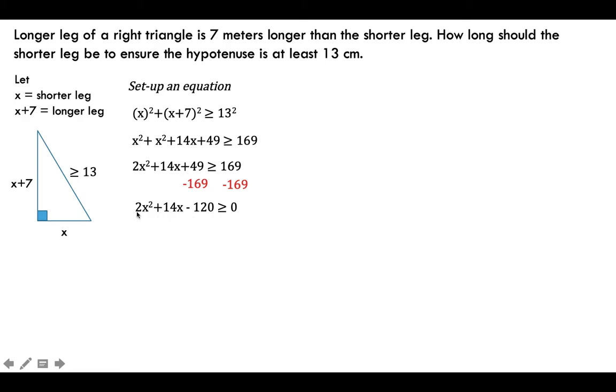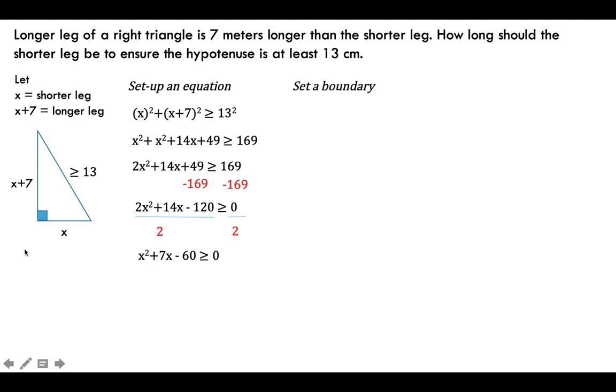We want our a to be 1, so we can cancel this by dividing each side of the inequality by 2. So 2 divided by 2, x squared is left. 14 divided by 2 is 7. 120 divided by 2 is 60. Then 0 divided by 2 is 0. So it is now simplified into a quadratic inequality. We are now going to use our skills in solving this, like what we learned in our previous videos.